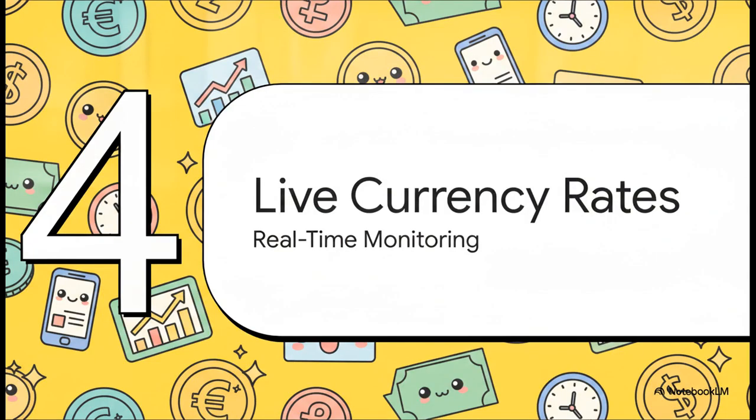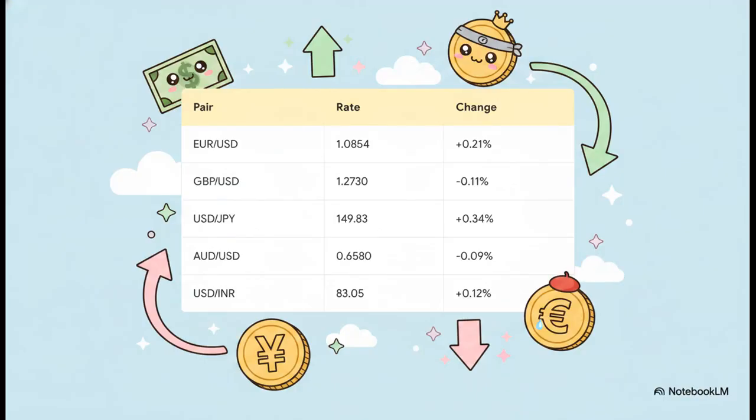Section 4. Tracking Live Currency Rates, Real-Time Monitoring. Now, what's really interesting here is seeing those huge macroeconomic concepts translated into real-time fractions of a penny. This is a live snapshot of indicative forex market values. Look at the US dollar against the Japanese yen, up 0.34%. But then look at the British pound against the dollar, down 0.11%. That reflects exactly that safe haven flight we just unpacked.